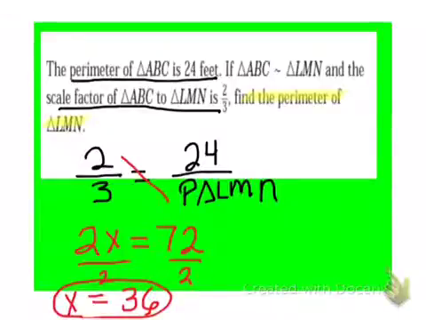So I used my fact that the scale factor is 2 over 3 to find the perimeter of LMN. I put 24 in my numerator because that's my pre-image, and the perimeter of LMN in my denominator because that's my image. And when I cross-multiplied, I said 2 times x, because that's my unknown, is equal to 72. Divide both sides by 2, and you get 36.